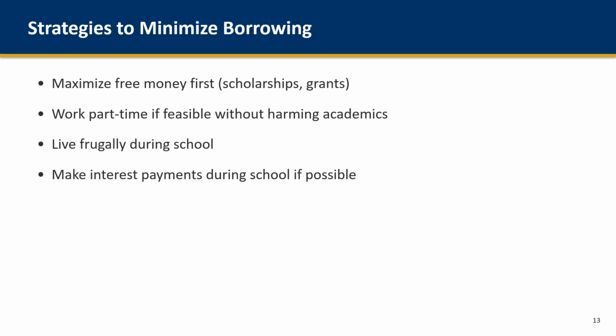Live frugally during school. Housing choices, lifestyle decisions, and discretionary spending affect how much you need to borrow. Modest sacrifices during school prevent years of repayment after. Make interest payments during school if possible, even small amounts. Paying accruing interest prevents capitalization and reduces your total repayment. Even $50 monthly in interest payments compounds to significant savings over time. These strategies won't eliminate borrowing for many students, but they reduce total debt and its long-term impact on your finances.